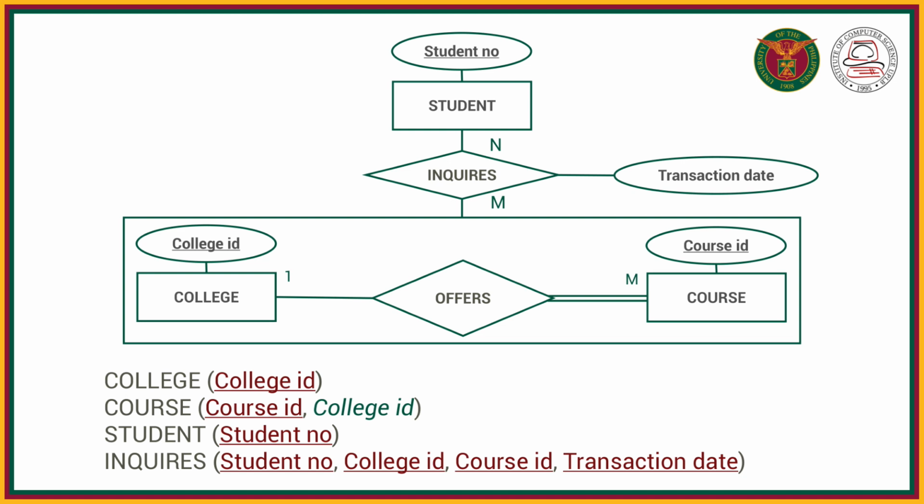And then since it has an association which is many-to-many cardinality, we'll create a separate relation for that, similar to our earlier rule. So we have your inquires. And then for the keys, we have your student number. And then we will also include the IDs of both entities inside the aggregation. So we have college ID and course ID. And then meron tayong attribute doon sa ating relationship. We will also add that as attribute in this relation. And then for the key of this relation, all of them are included in the key.